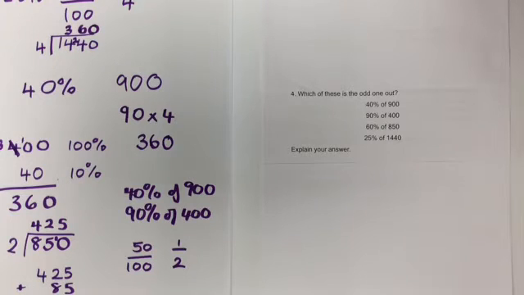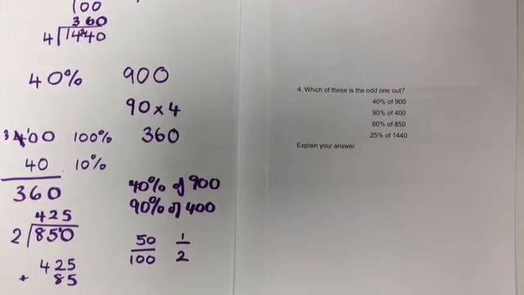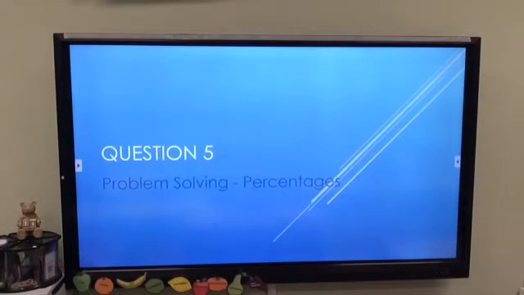So the odd one out is 60% of 850, because that is the only one that doesn't make the same figure of 360. It makes 510. If you need question 5.